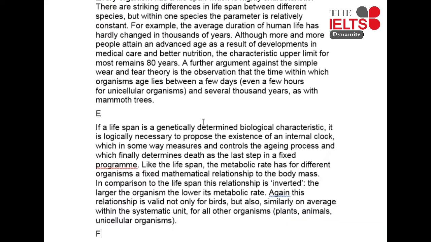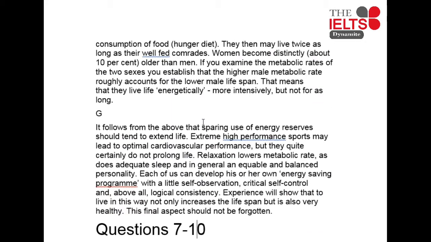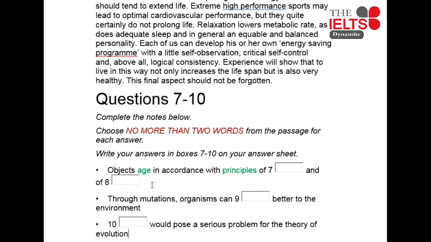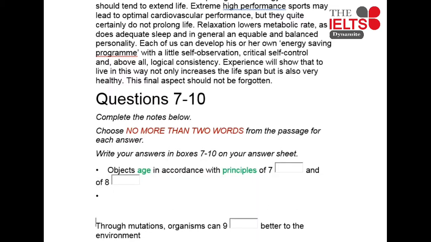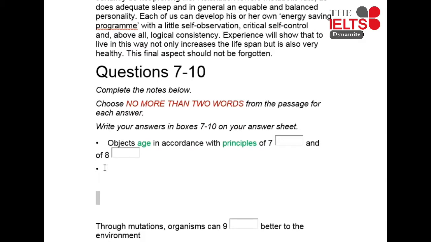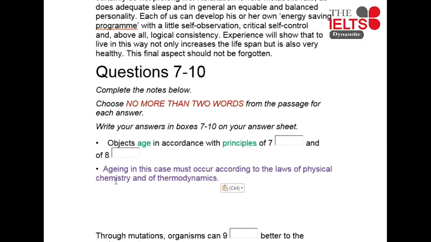Okay, let's see them and let's compare them with the point of the question here. Okay, in the space so I can put it and we can compare it together. Here he's telling you aging in this case must occur according to the laws of physical chemistry and thermodynamics. Here age is close to aging, the same. Here it comes as a verb in the question and in the passage it comes as a noun.